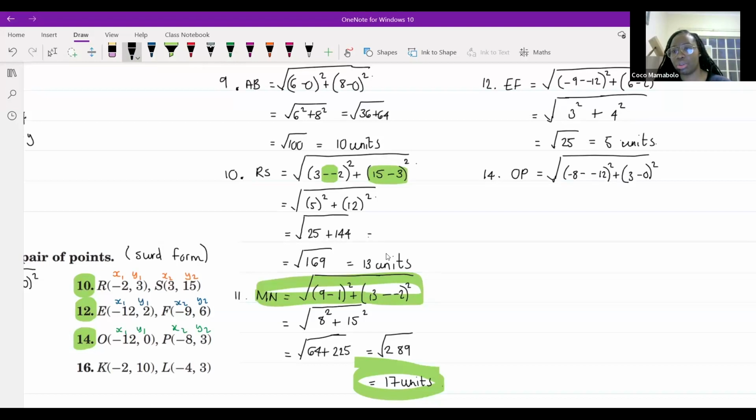minus 0, all squared. This should give us the square root of -8 plus 12 would give me 4 squared, plus 3 minus 0 is 3 squared. Again, that is the square root of 25, which is equal to 5 units. All right.